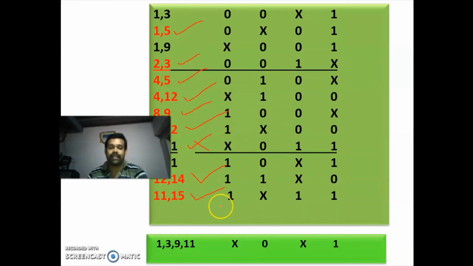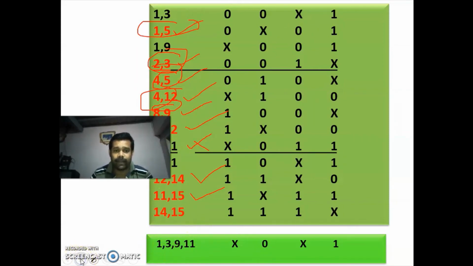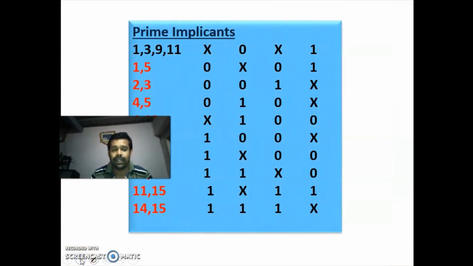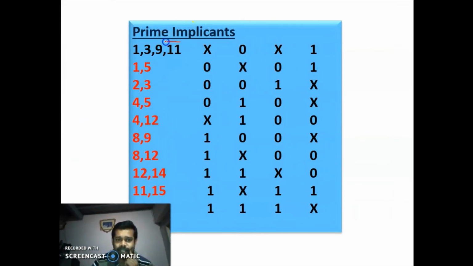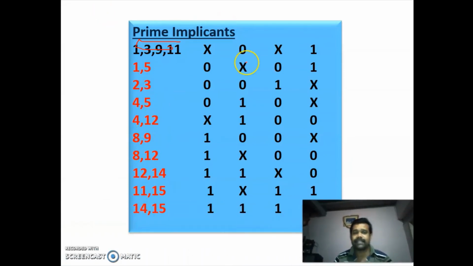Now what you have to do is add these: 1 5, 2 3, 4 5, 4 12, 8 9, then 8 12, then 12 14 and 11 15, with this 1 3 9 11. So we have to add these prime implicants with this 1 3 9 11. So we have added. Now next, from these prime implicants we have to find the minimum prime implicants.